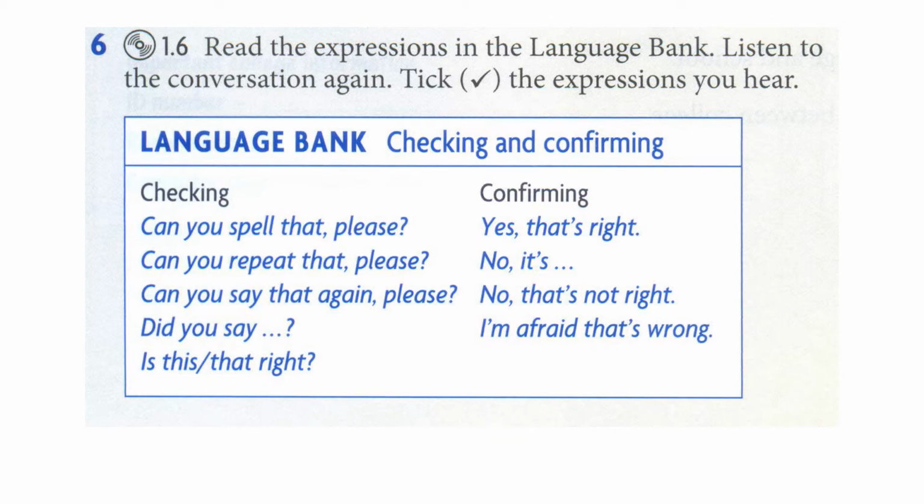Can you spell that, please? Can you repeat that, please? Can you say that again, please? Did you say blah, blah, blah? Is that right? That's right. Is that right? Or is this right? Or is that right? These questions start with can or did or is, which means the answers will be yes or no directly, or will be the meaning of that.